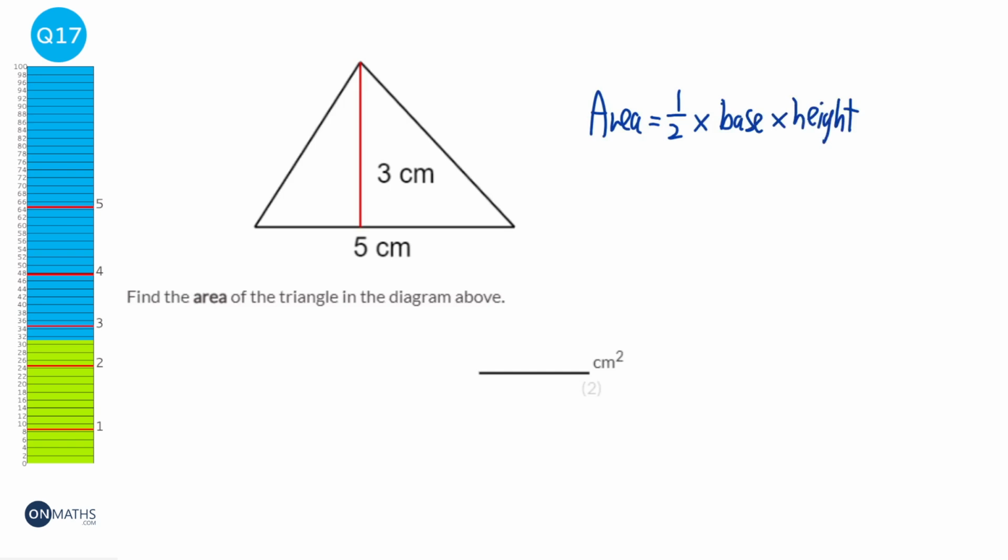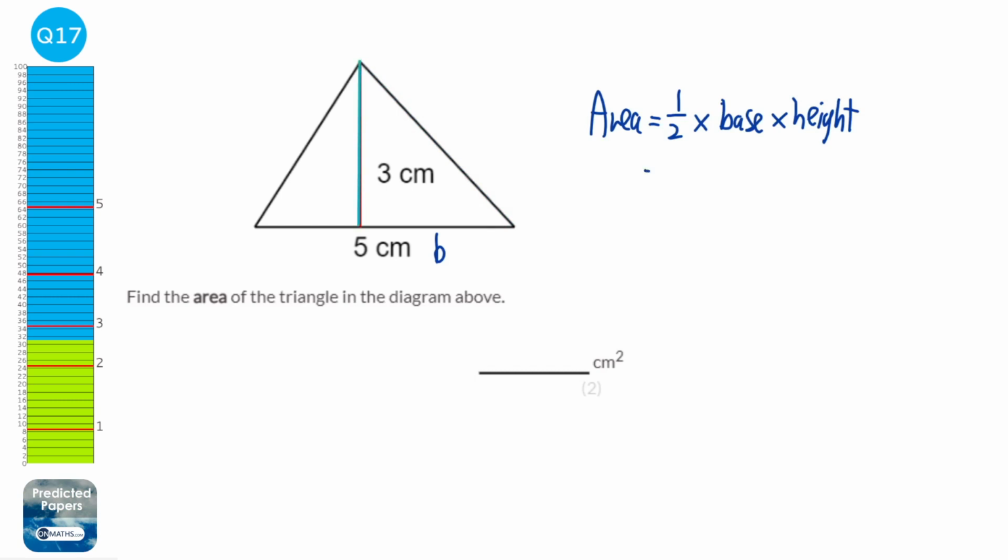Now the base is normally the length on the bottom, but that's not always the case. The important bit though is that the base and the height hit each other at 90 degrees. So this length here is not going to be the height because it hits the base at an acute angle. If we look, it's here. Same with the one on the left. The height is obviously going to be this length here in the middle.